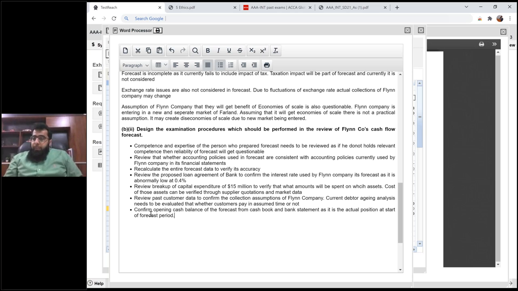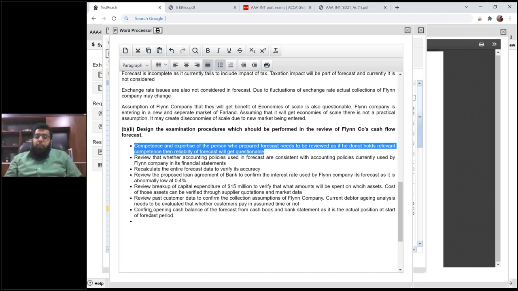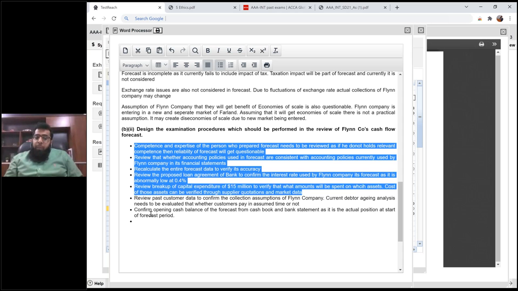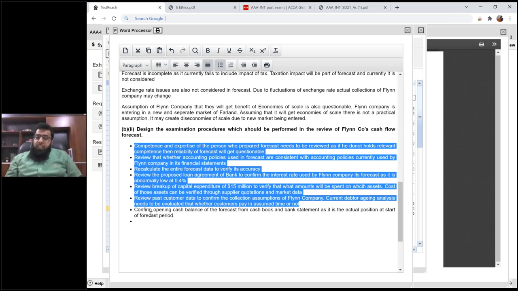Are you people getting it? You can ask the management to give the basis of their assumption, 17% growth. Okay, so how many procedures have been done? Competence and expertise of the preparer, accounting policy recalculate. Three procedures, then loan agreement, fourth one, fifth one was on capex, sixth one was on customer past data, then seventh was on opening cash balance. Two more procedures. What can be two more procedures?